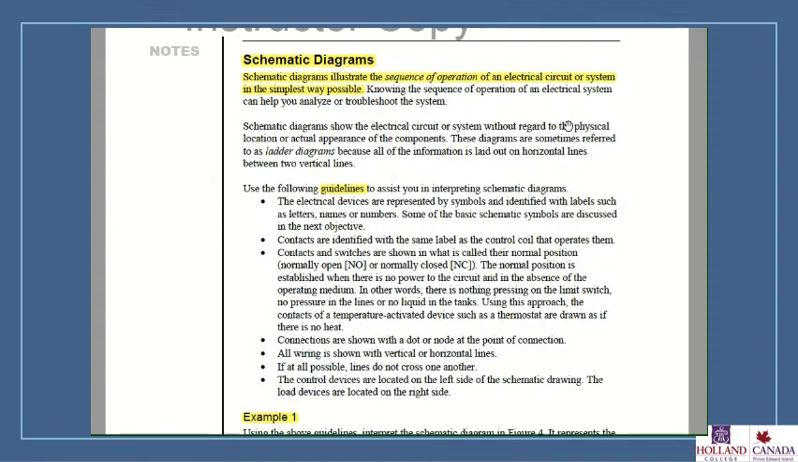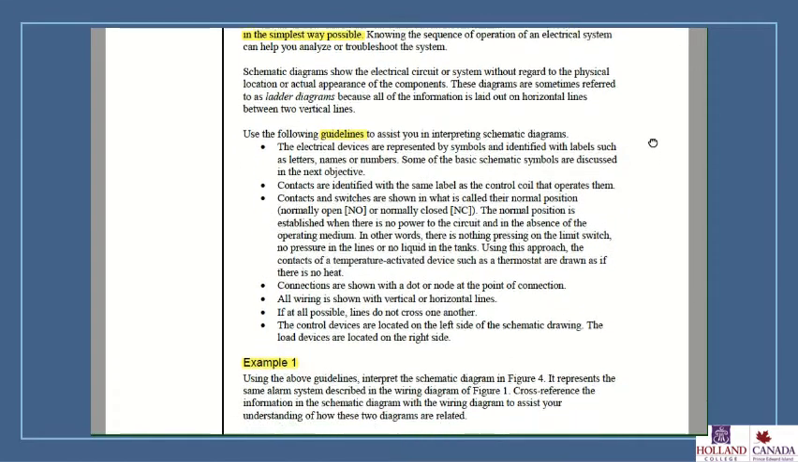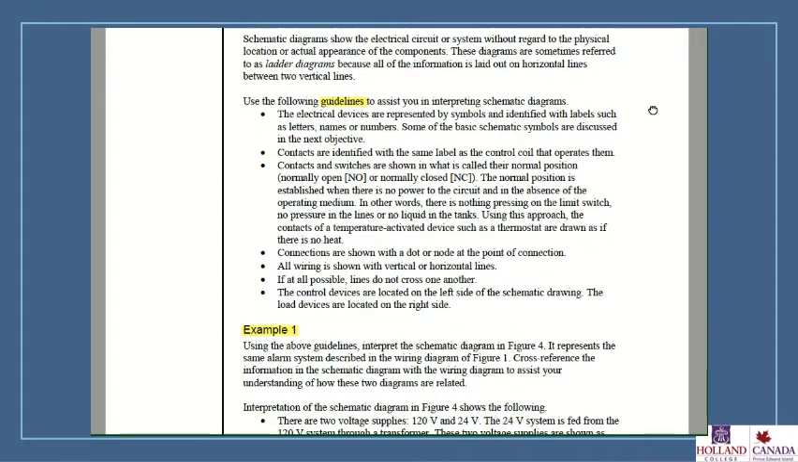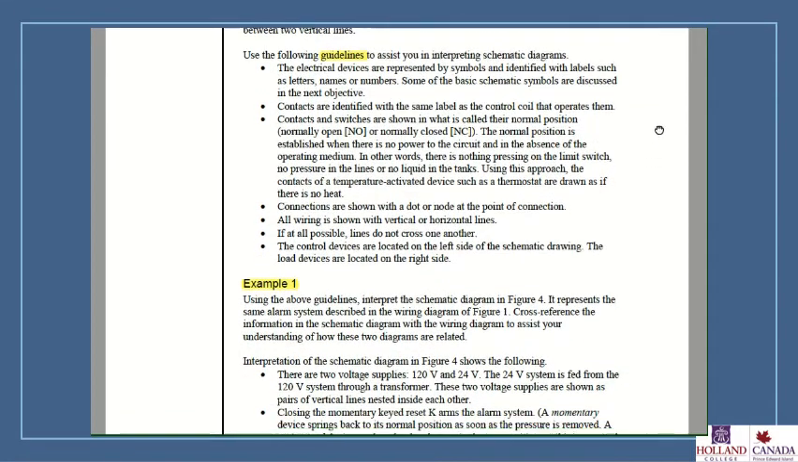And the fourth type is our schematic diagram. We've already discussed schematics before. Schematic diagrams illustrate the sequence of operations of an electrical circuit or system in its simplest way. Schematics show the electrical circuit or system without regard to the physical location or actual appearance of the component. They're sometimes referred to as ladder diagrams.